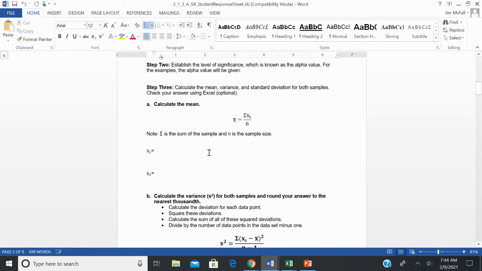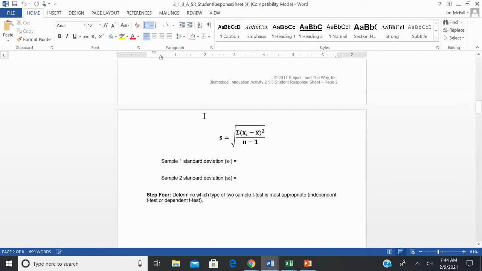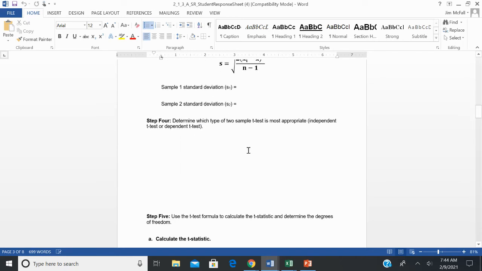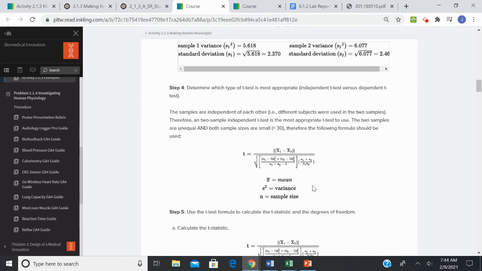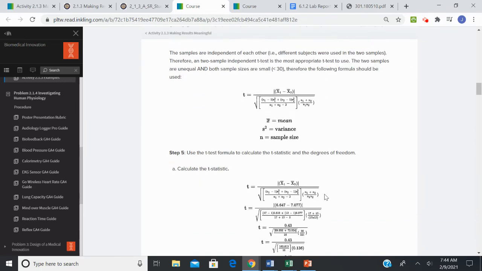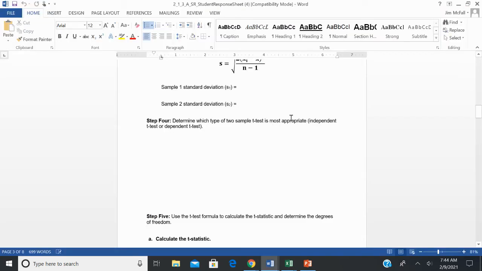Step 3, you'll record the sum of the samples and calculate the means. You'll calculate the variances and the standard deviations, and just record those. Step 4, determine which type of two sample t-test is most appropriate. Well, it tells you in here that it is an independent t-test, so that would be the most appropriate one. And then you calculate the t-statistic and degrees of freedom. A lot of this is probably brand new stuff that maybe isn't the easiest to get right now.